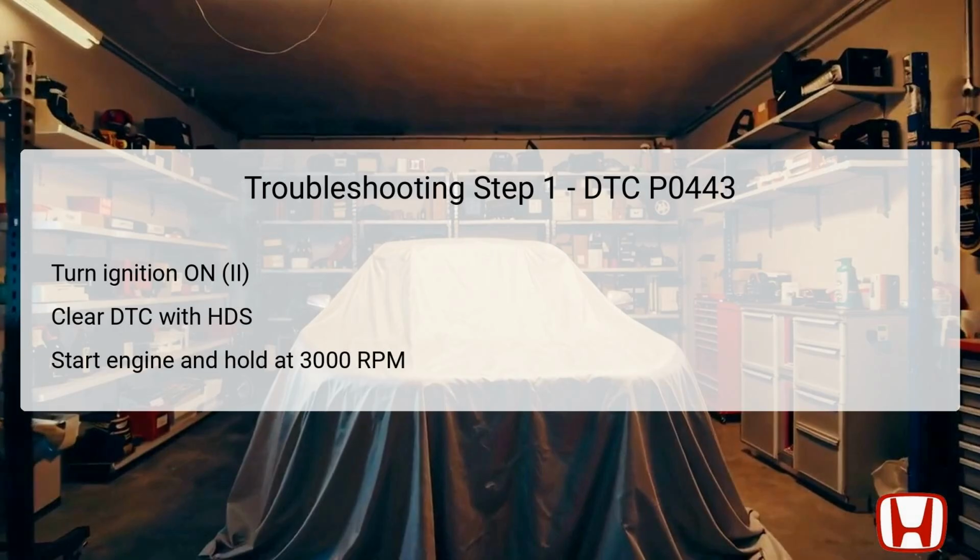After this step, start the engine and maintain the engine speed at 3,000 RPM without any load, while the vehicle is in the park or neutral position. Doing this until the radiator fan comes on allows the engine control module to reevaluate the system's condition under operational parameters. Following this process, recheck for any confirmed or pending DTCs using the HDS.